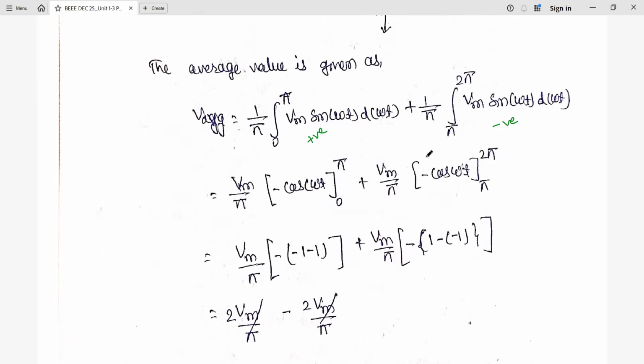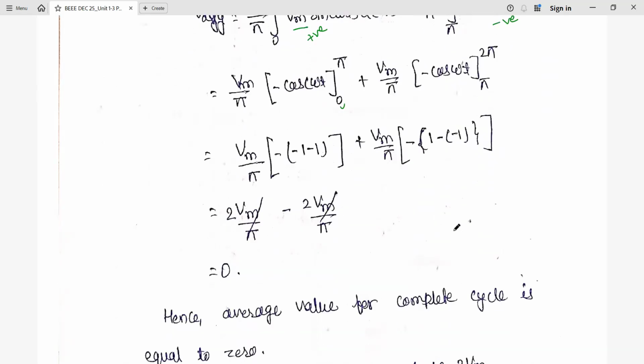Now the integration of sine is what? Minus cos. Vm is a constant, so it is taken outside here, and here also Vm is constant, so it is taken outside. The limits for the first are 0 to pi, and for the second pi to 2 pi. Now finally, we substitute the values. You know that cos pi is minus 1 and cos 0 is 1. And again, cos 2 pi is the same as cos 0, so that value is 1, and cos pi is minus 1.